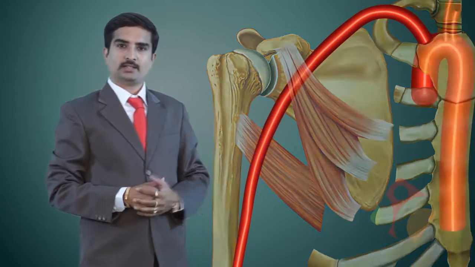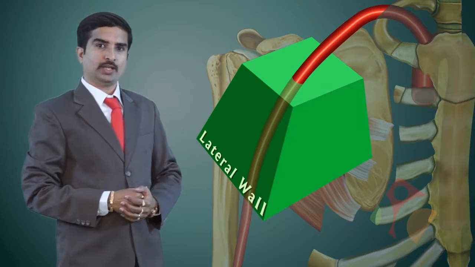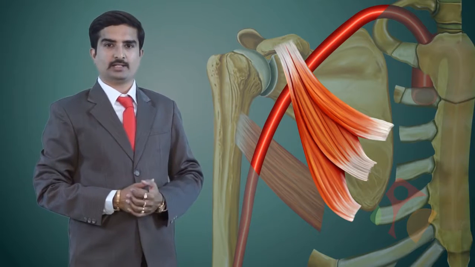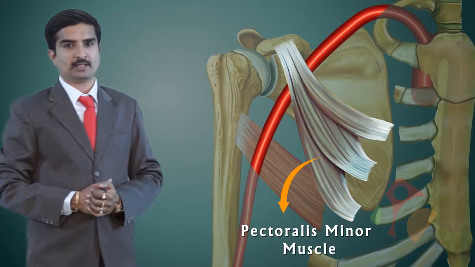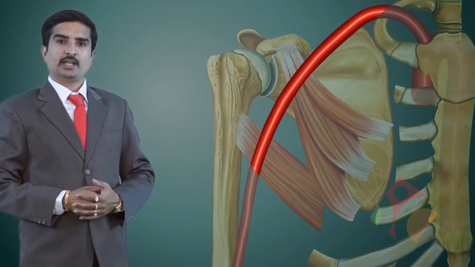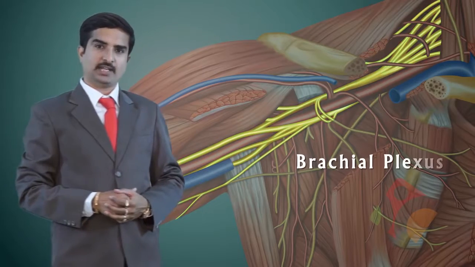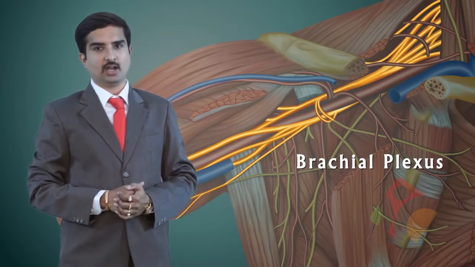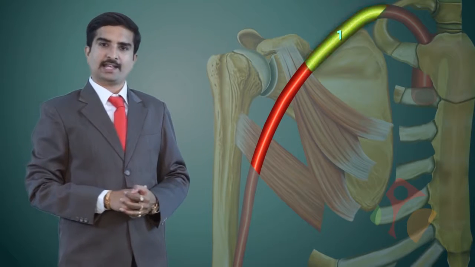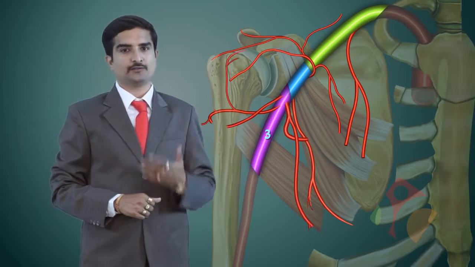While passing through the axilla, the axillary artery generally runs over the lateral wall, but it is closer to the anterior wall than the posterior wall. So we must know that the axillary artery has been divided into three parts by the pectoralis minor muscle. Medially, throughout its course, it is related to the axillary vein, but the cords and branches of the brachial plexus are different in each part of the axillary artery. Each part gives off different branches. The first part gives off one branch, the second part gives off two branches, and the third part gives off three branches.